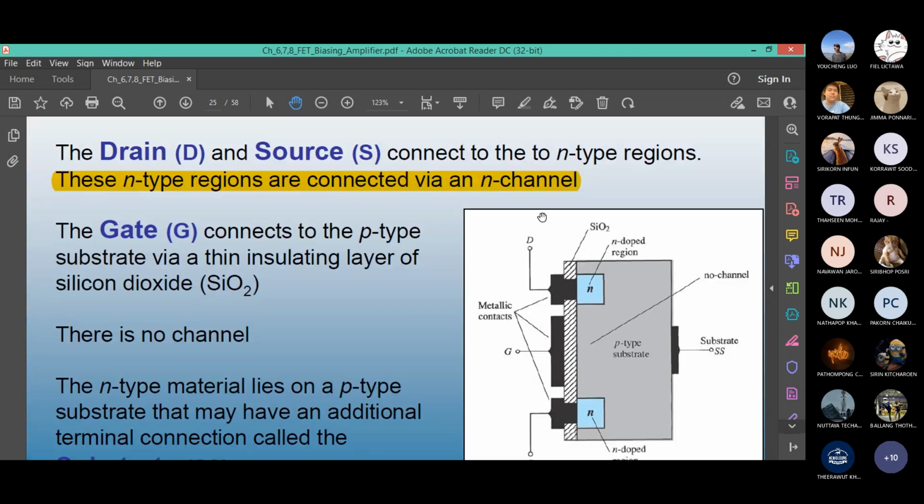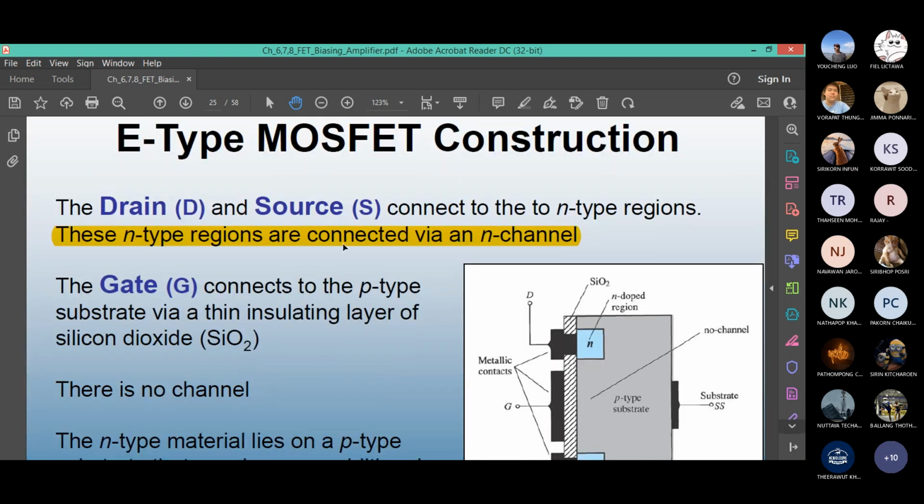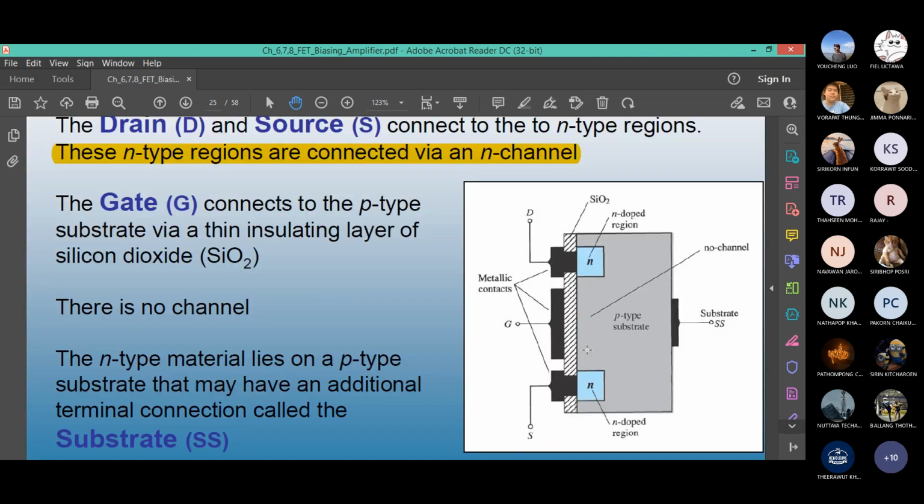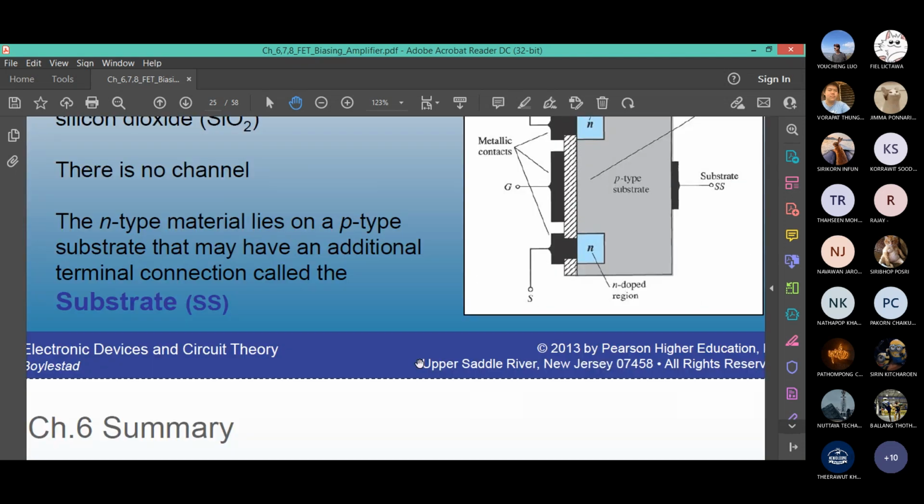So the text should say no channel, isn't it? Yes, the text should say no channel. As you can see, it says there is no channel. This statement is correct in the middle. The second line is not correct. So they are not connected. No, they don't connect through a channel for the E MOSFET.